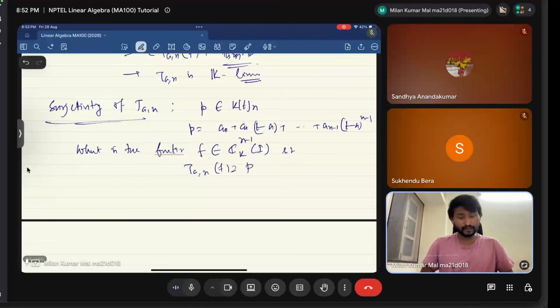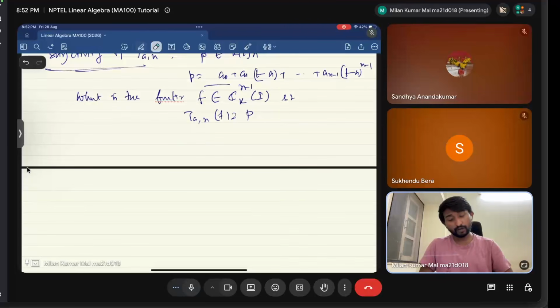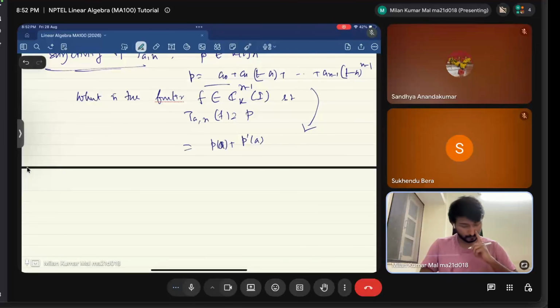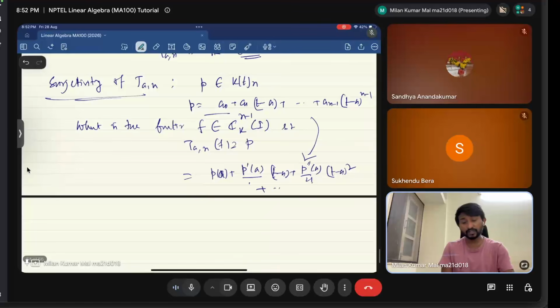That is nothing different. So if p is a polynomial, we know any polynomial can be written in the form p(a) plus p'(a)(t minus a) plus p''(a)/2 factorial (t minus a) squared, and so on. You can check easily. If you just replace t by a, this is of course p(a), which is a0. That's what it is.